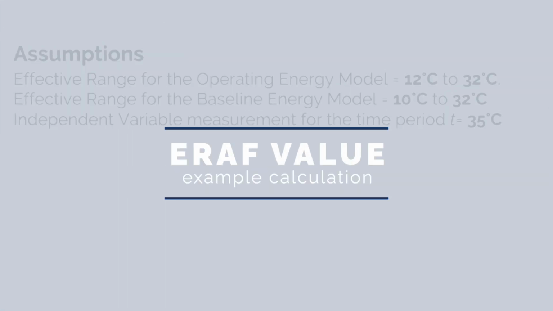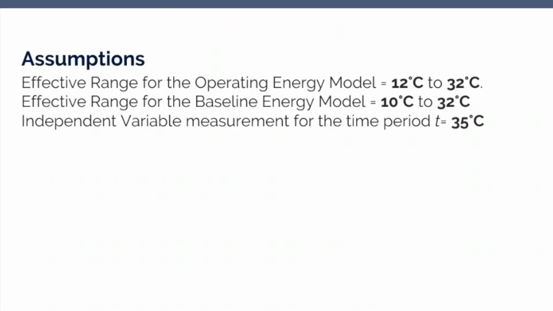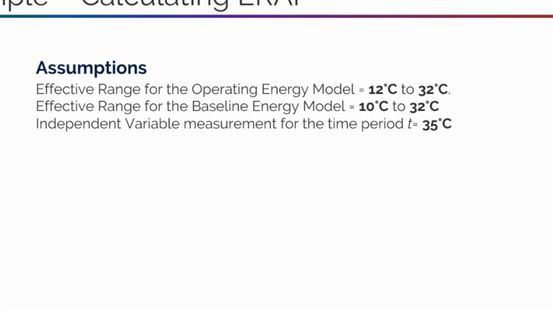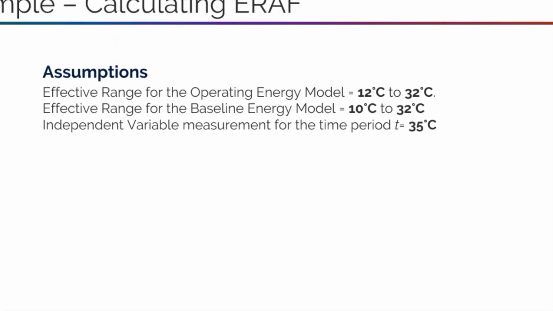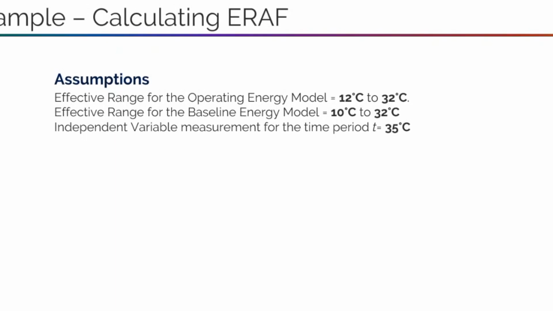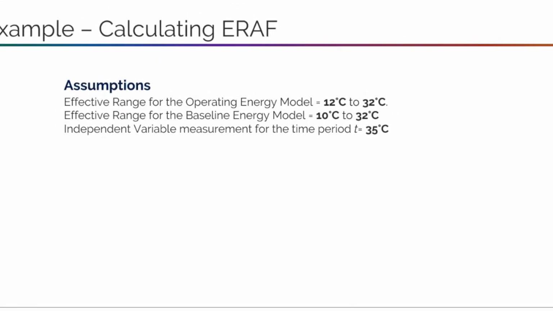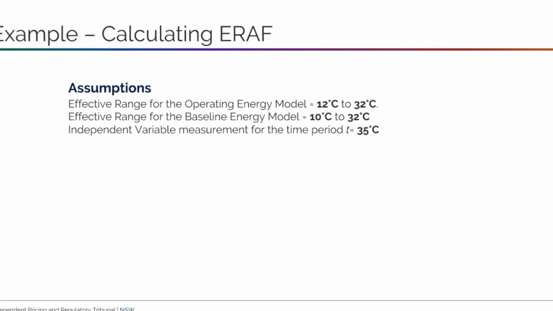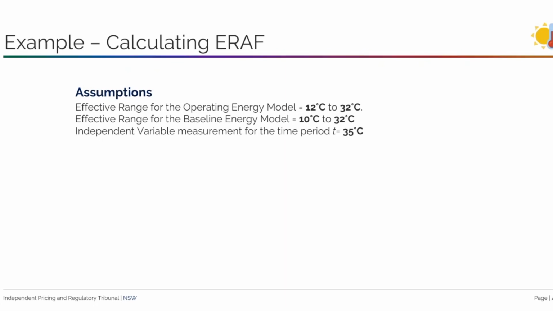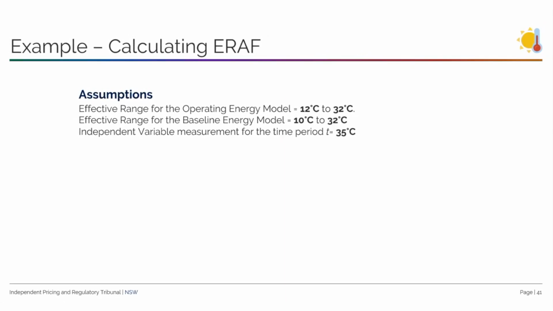So as an example, we'll calculate an ERAF value for this model. You'll see the assumptions that we've got an effective range. We've got a baseline model effective range that is slightly larger than the operating model's effective range. It goes down to 10 degrees instead of 12. And let's say your independent variable value for a particular time period is 35 degrees. So it falls above the top end of both of those models.